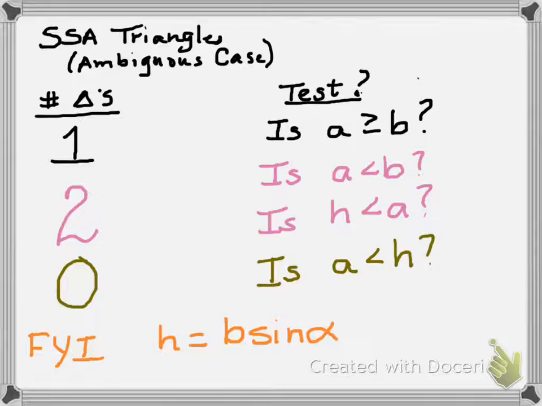If both of the answers to the questions in pink are yes, then you will have two triangles. If one is yes and one is no, then you will not have two triangles. The third case is if you're going to have no triangles, and the test question is, is A less than H? If that's true, then you have zero triangles. Now I'm going to show you how this is used using three examples. One example is going to have one triangle, another will have two, and the last one will have none.